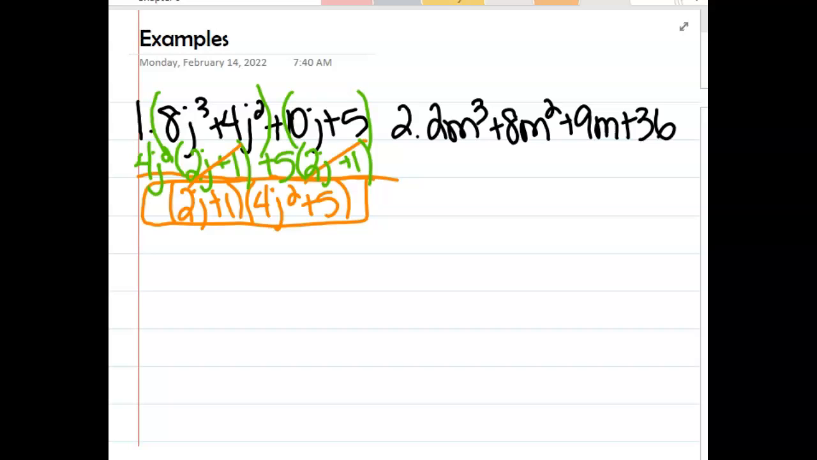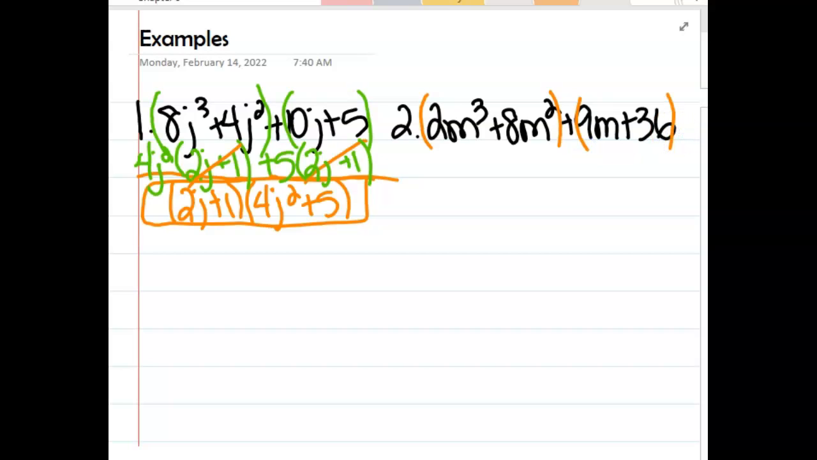Okay, we always want to start with the greatest common factor. 2m cubed, 8m squared, 9m, and 36. Do all of them have anything in common? I don't think so. Okay, so I have 4 terms. 1, 2, 3, 4. So we're going to factor by grouping. So group the first 2, group the last 2.